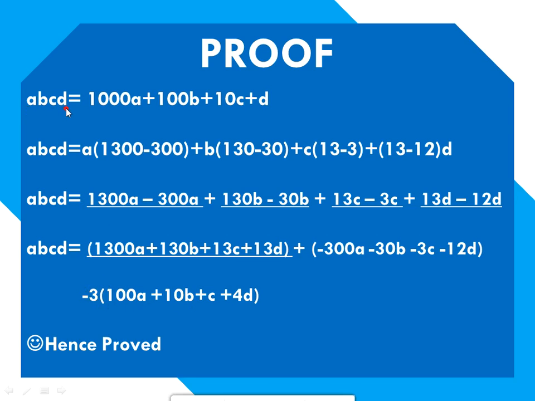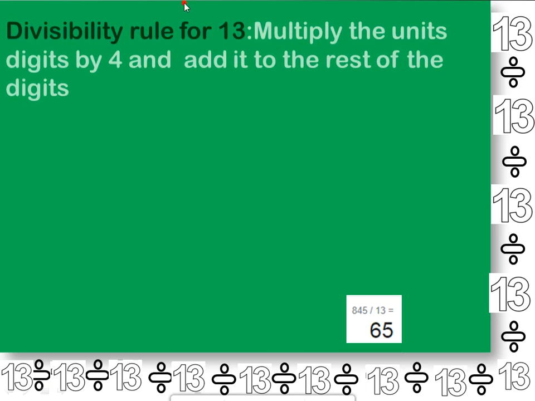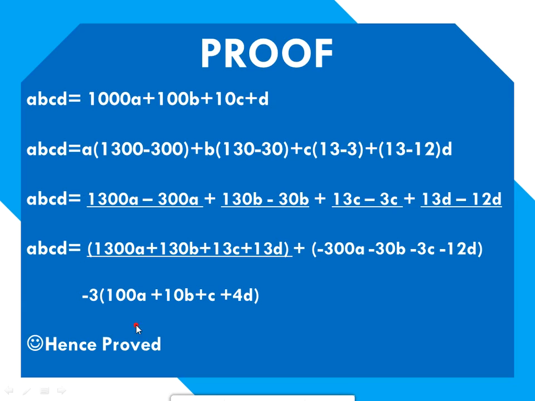So if we assume that ABCD is divisible by 13, then this should be divisible by 13, and this is nothing but the rule: multiply the units digit by 4 and add it to the rest of the digits. That is exactly what I got here. So 4 times the units digit. First of all I have to remove the units digit, then I am left with these 3 numbers.